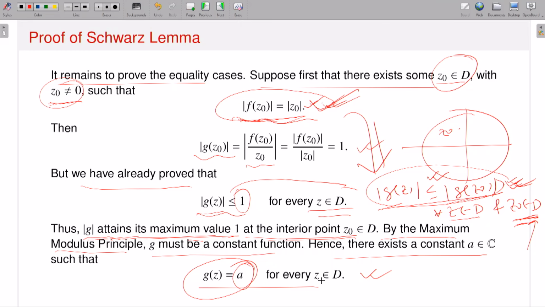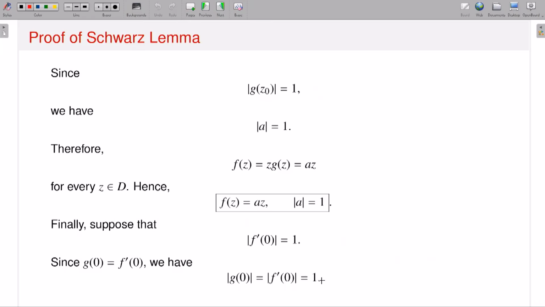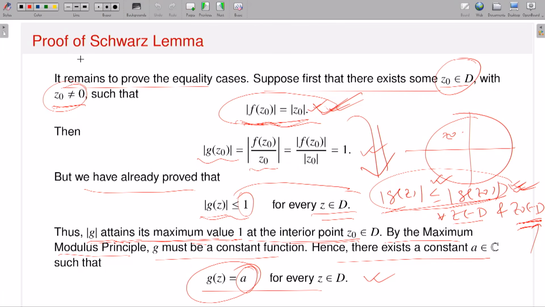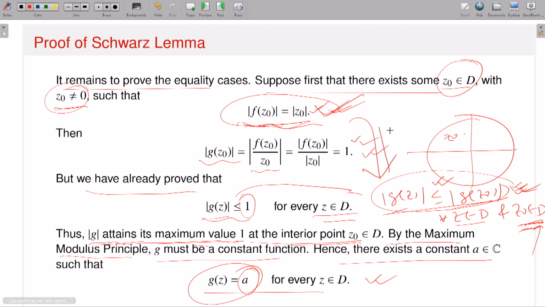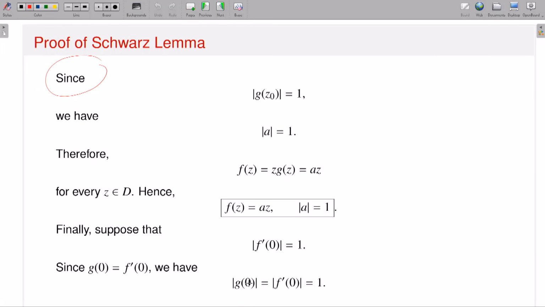Now g(z) is equal to a means what? How does g(z) look like? f(z) divided by z. So first I am trying to get the value of the absolute value of the complex number a. It says that since the absolute value of g(z naught) is 1 because of this fact, and g(z) is equal to a for all z, in particular modulus of a is 1. So therefore you will have g(z) is equal to a and modulus a is less than 1.